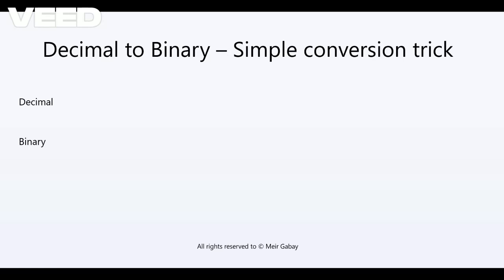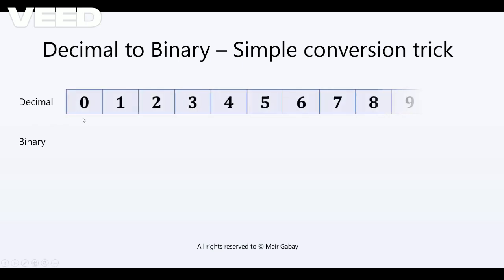Hello there! In this tutorial we are going to learn a simple conversion trick from decimal to binary. Decimal represents the numbers you use on a daily basis, 0 to 9. So the base of decimal is 10, because we have 10 options to represent one digit, which is also called a bit. Binary numbers are only ones and zeros. So the base of binary is 2, because we only have 2 options to represent one bit.